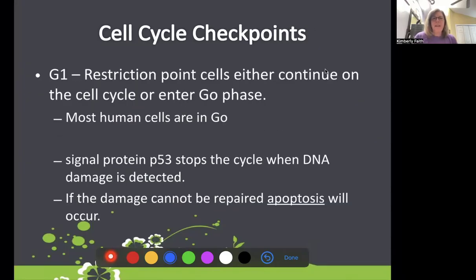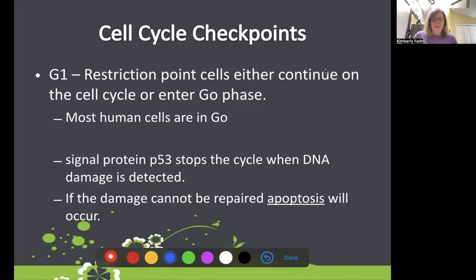With the cell cycle, we have checkpoints. The first checkpoint is in gap one. It will tell the cell whether to continue dividing, keep going around and around in that cell cycle, or to go into G naught. Like I said, most of our cells are in G naught unless we need them. There are a couple of proteins that help here, P53 and the cyclins. I'm not going to get too much into that, but the protein P53 will stop the cycle when damage is detected in the DNA.